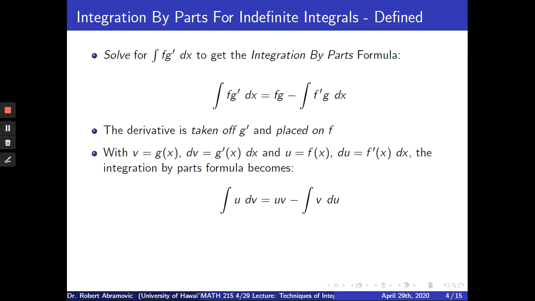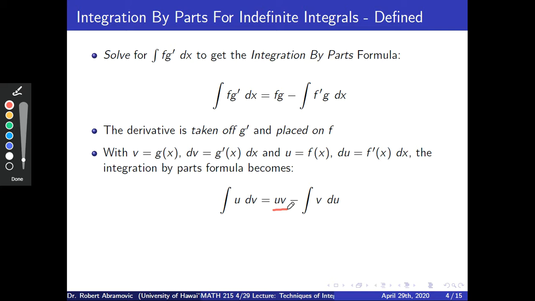Now you can also write this with uv notation. v is sometimes used for the function g. dv then just means the derivative of the function g times dx. And u is sometimes used as the notation for the function f of x. In this case, du is equal to f prime of x times dx. The integration by parts formula then becomes, because g prime times dx becomes dv, and of course f is u, the indefinite integral of u dv is equal to u times v.